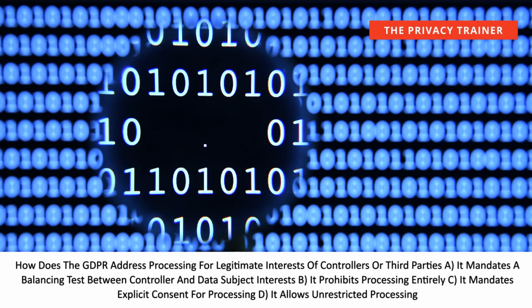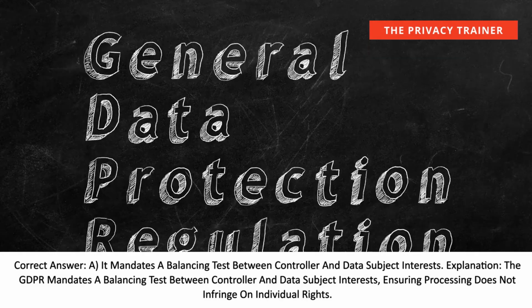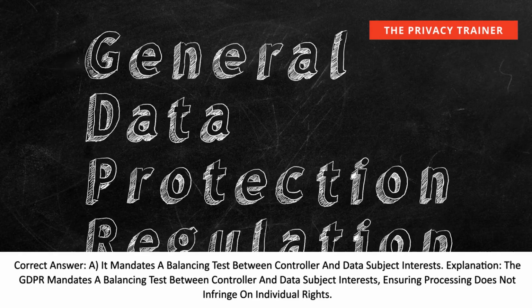How does the GDPR address processing for legitimate interests of controllers or third parties? A. It mandates a balancing test between controller and data subject interests. B. It prohibits processing entirely. C. It mandates explicit consent for processing. D. It allows unrestricted processing. Correct answer: A. It mandates a balancing test between controller and data subject interests.